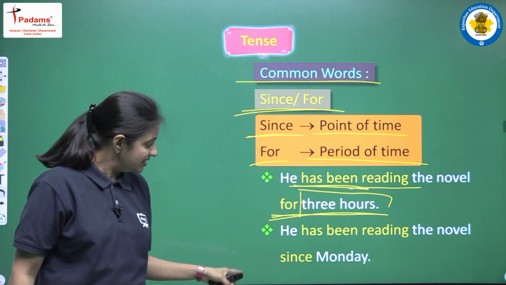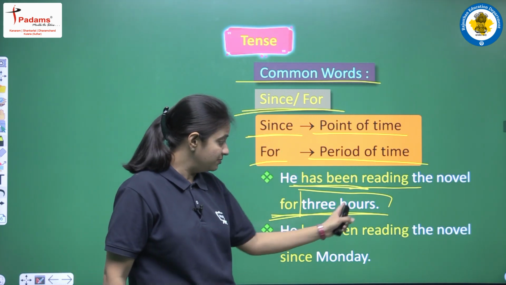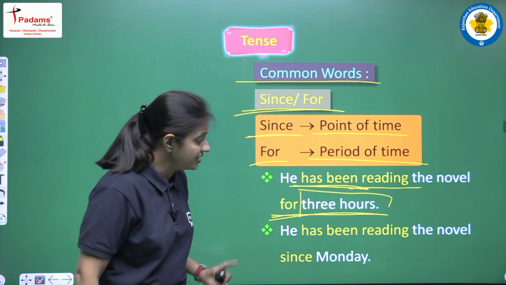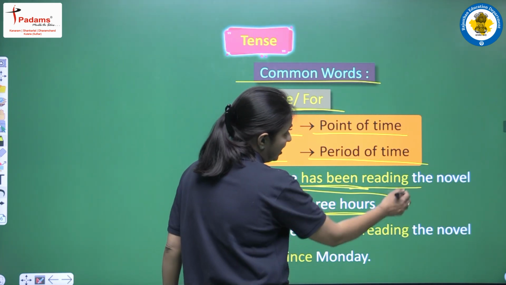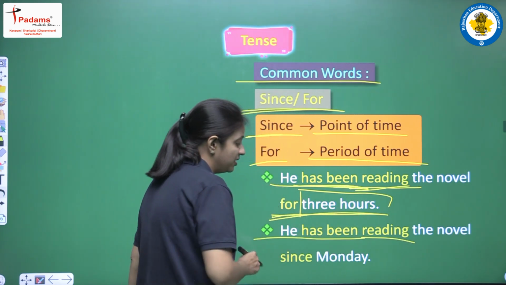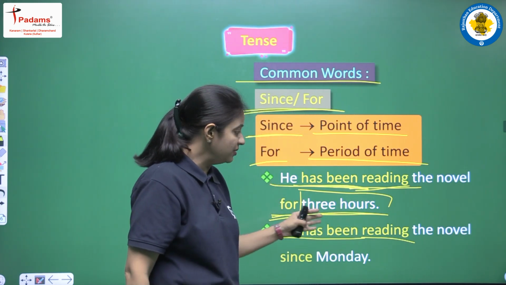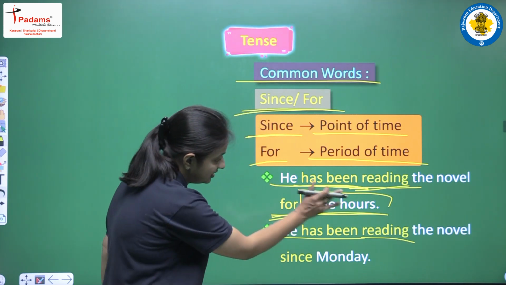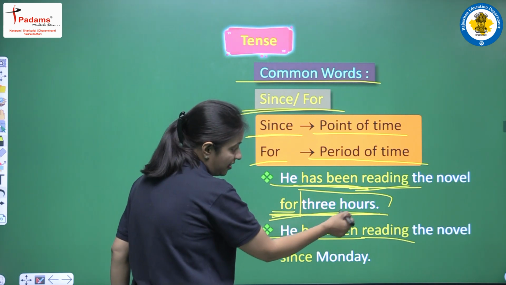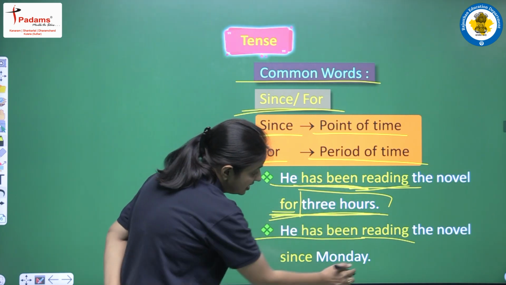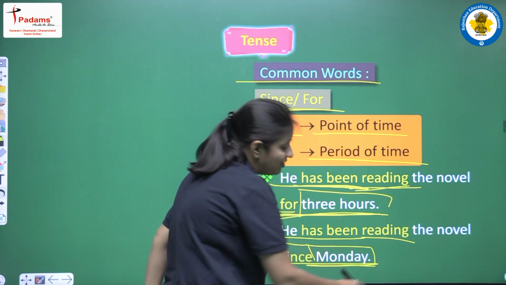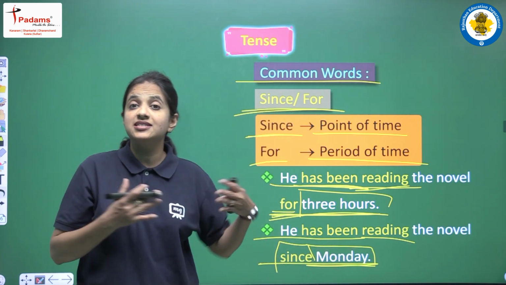Clear? Second example we are having here, he has been reading the novel since Monday. So in both the sentences we are having the same verb, reading. We are having he has been. So both the sentences are similar. The only difference is that in this sentence we were having for 3 hours, we were having for because we were having a period of time, but in this sentence we are having since Monday. Why since? Because now we are having Monday. Now we are having the exact time.